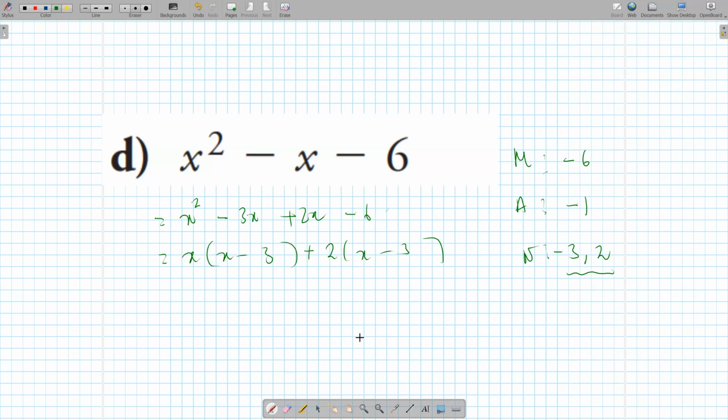Notice these two brackets will be the same. Now we're going to pull out that entire bracket of x minus 3. What are we left with in the other bracket? X plus 2. Yes, x plus 2. And you're done.